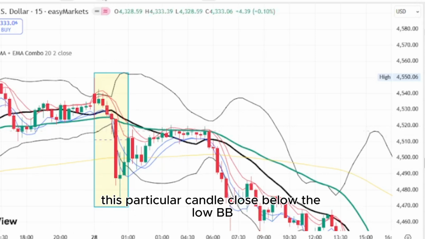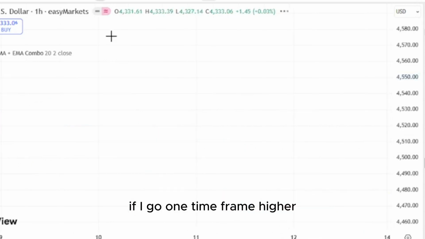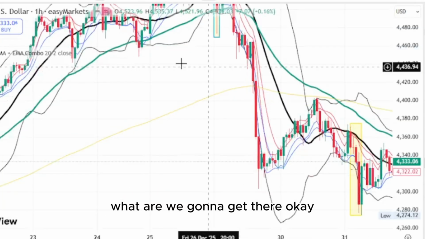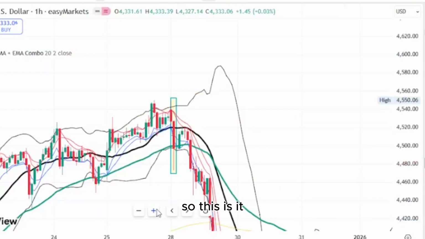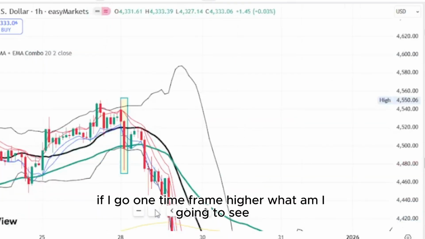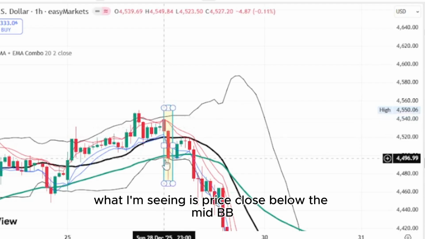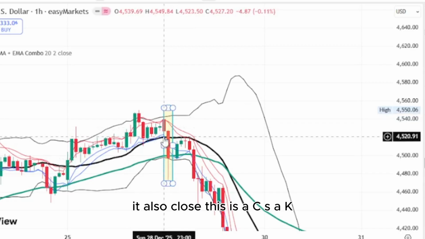If I go one time frame higher, let's see what we will get. Okay, so this is it. If I go one time frame higher, what am I going to see? What I'm seeing is price closed below the mid BB. It also closed... this is a CSAK. So it actually had a CSAK.